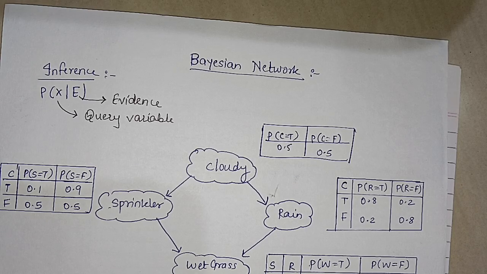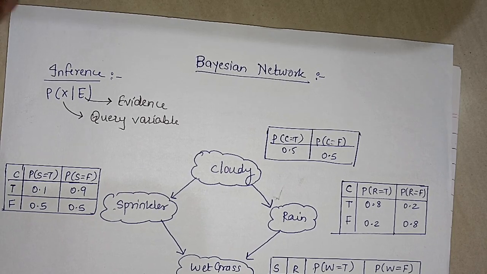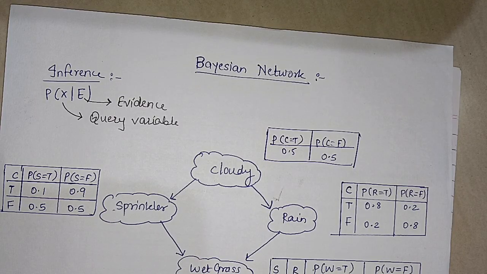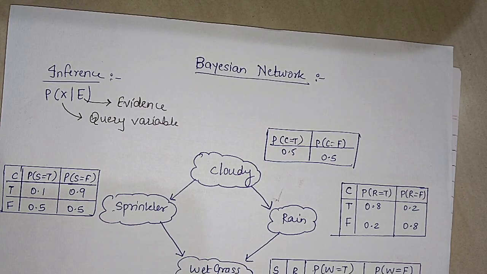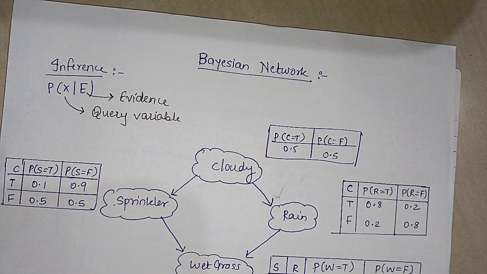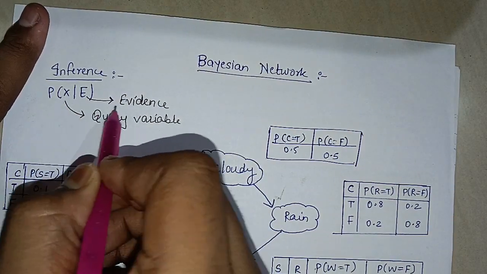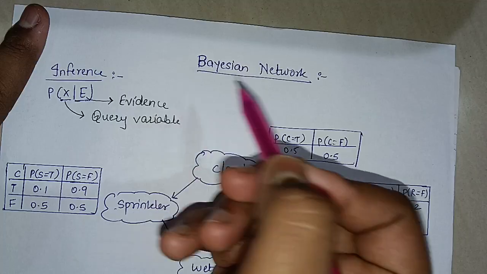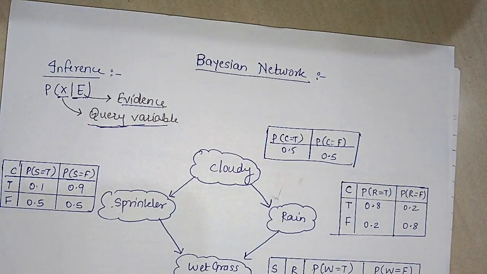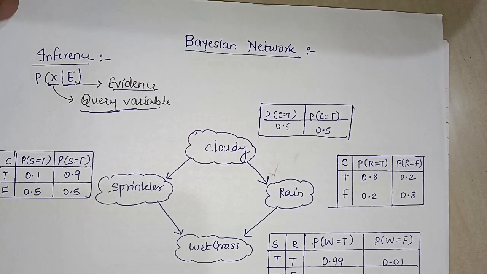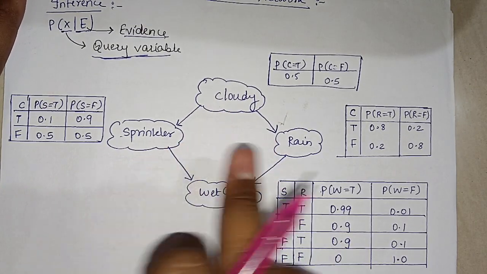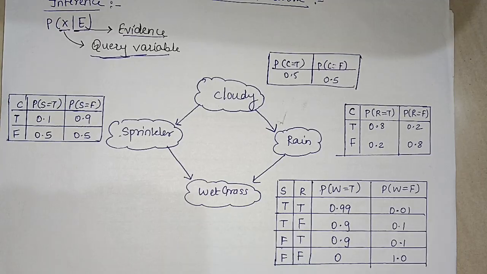Hello everyone. Today we are solving an example on Bayesian network. In this we are given some questions of inference and we have to find the probabilities. The inference question will be like X given E, where E is the evidence and X is a query variable. So I am taking this example: cloudy, sprinkler, rain and wet grass.